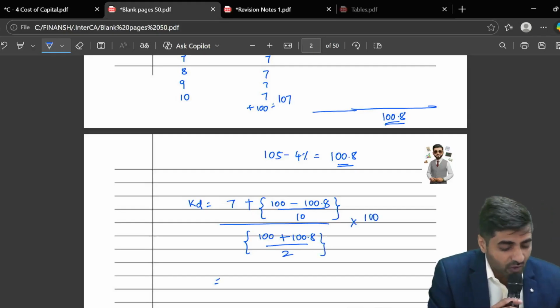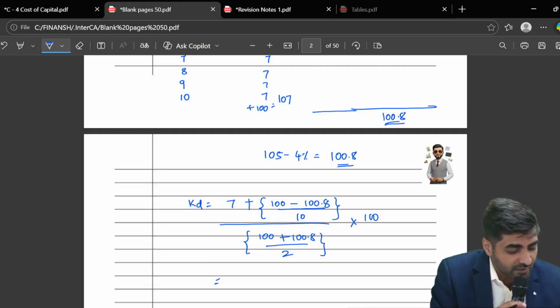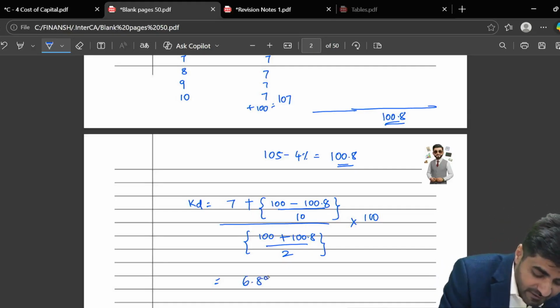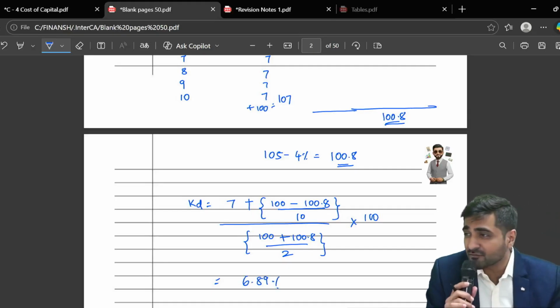So this will be now what? 100 minus 100.8 divided by 10 plus 7. So this will be 6.92, and 100 plus 100.8 divided by 2 gives you 100.4. So now you take 6.92, divide that by 100.4 into 100. You should all get this as 6.89%.